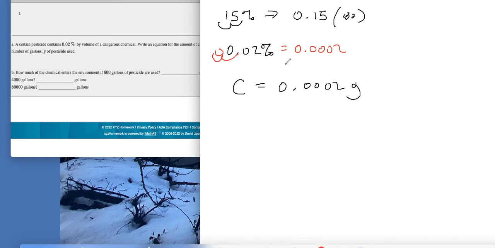4,000, 80,000, etc. So for that, basically what they're saying is G equals 600, and then we're going to evaluate this equation at G. So that means you will put 600 in for that G, and then multiply, and whatever that comes out to, that's the amount of chemical in the environment. And then the same thing for the next 2 parts. Hopefully that helps.